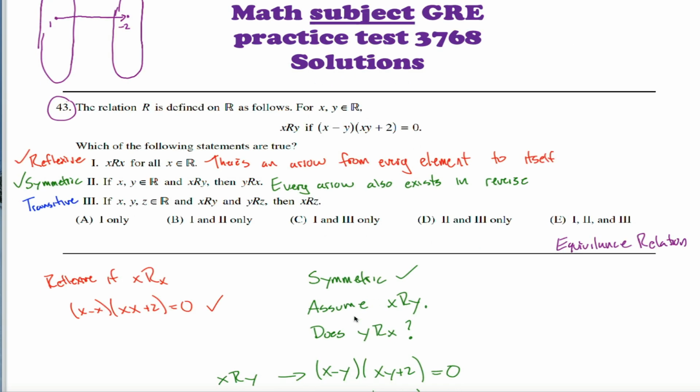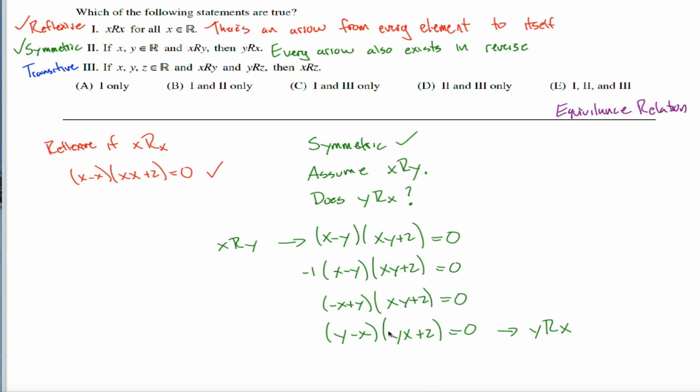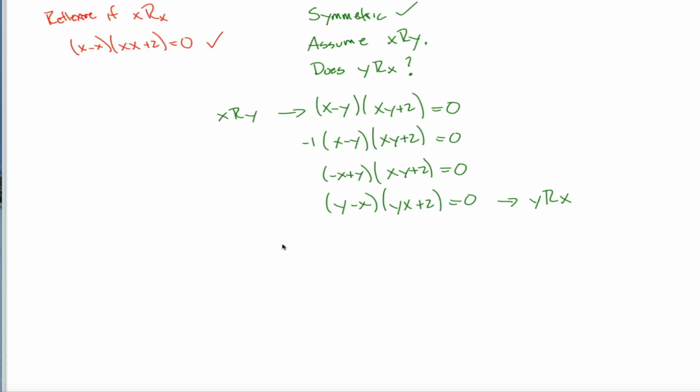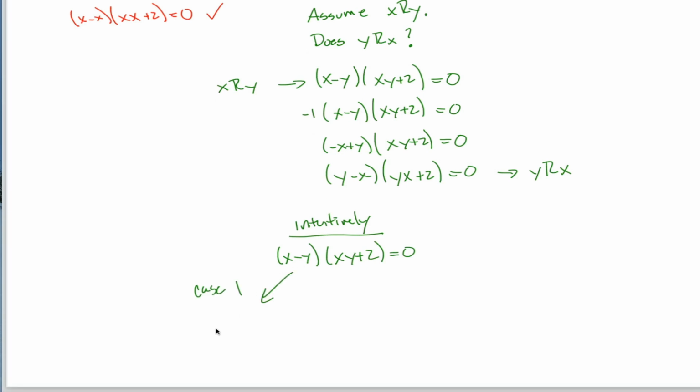If you're not used to proving things, maybe you don't like that line of reasoning, you can definitely figure this out a lot more intuitively. Just recognize if there's an arrow from x to y, then (x - y)(xy + 2) is equal to 0. But the only way the product of two things can be equal to 0 is if the first one itself is equal to 0, x - y, or the second thing itself is equal to 0, xy + 2. First, let's work in this case.